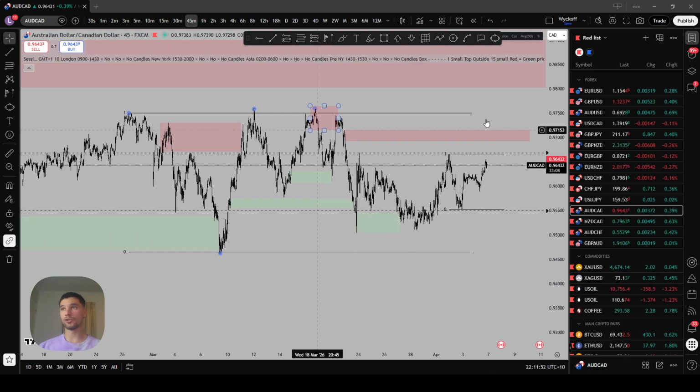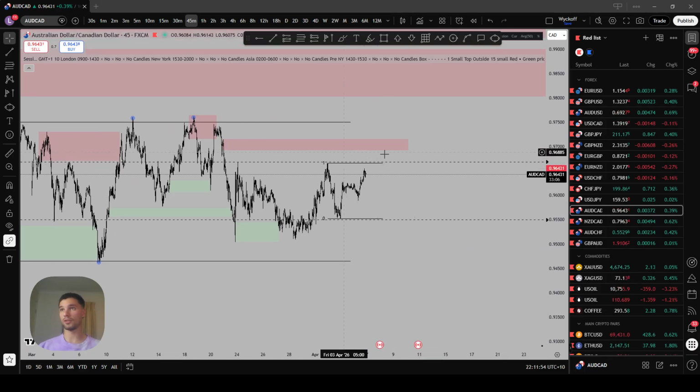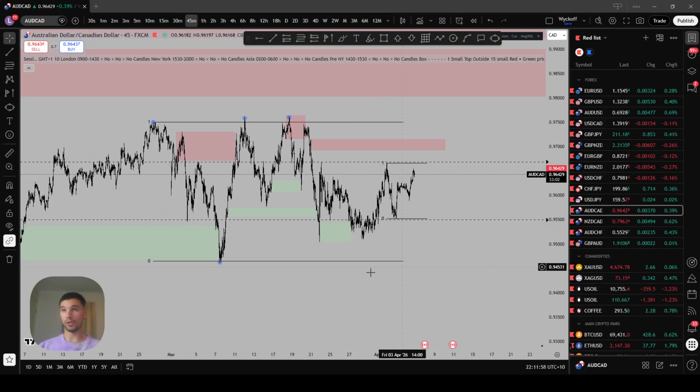Yes, still in a confirmed distribution, so ideally I would still like to see a distribution happen here, which we can then pretty much short all the way to this range low. So the idea remains here.